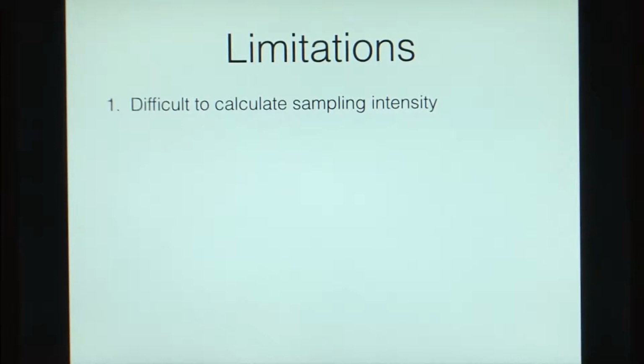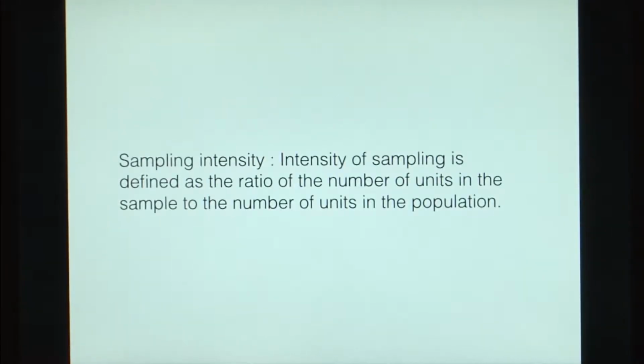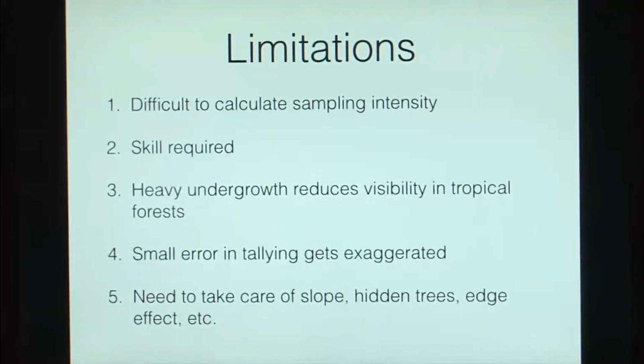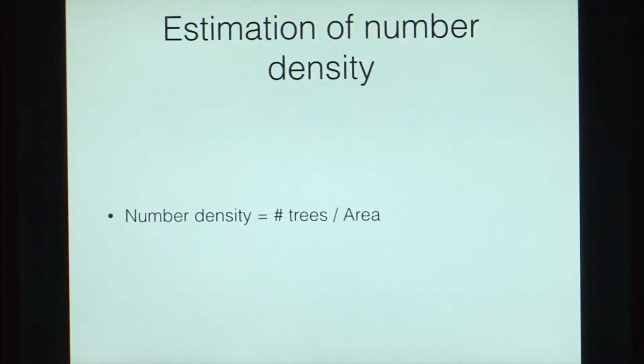We cannot calculate sampling intensity, it is difficult to calculate, plus it requires some skill. It is also difficult in the case of heavy undergrowth in tropical forest, and because we only have a value between 10 to 12, even a small error in tallying can get exaggerated. Then we need to take care of slope, hidden trees and so on. Then we looked at the estimation of number density.